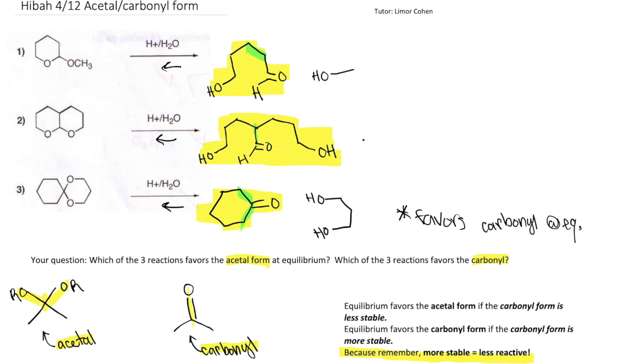Since we have more electronegative groups on this molecule than we do on this molecule, this carbonyl is the least stable, so this will be the most reactive towards converting to the acetal form. So this molecule will favor the acetal form at equilibrium.